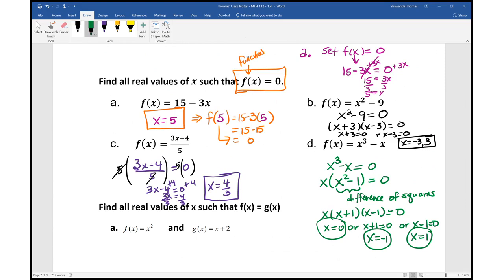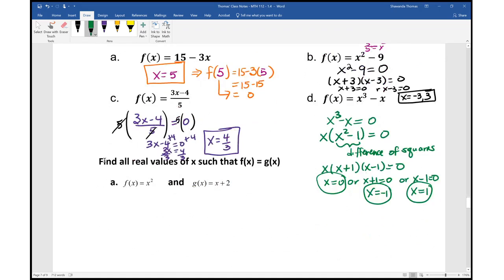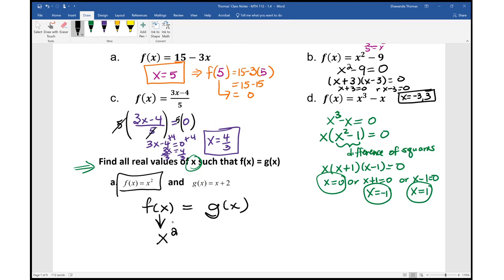This one, at the top, we set the function to 0, and for this set of instructions here, we are setting the functions equal to each other. We're still finding x, but it's saying set these two functions equal to each other. So guess what? We're just going to replace our function with what our function equals. It said that f of x equals x squared, so we're going to replace f of x with x squared, and we're going to replace our g of x with x plus 2 and solve this equation.